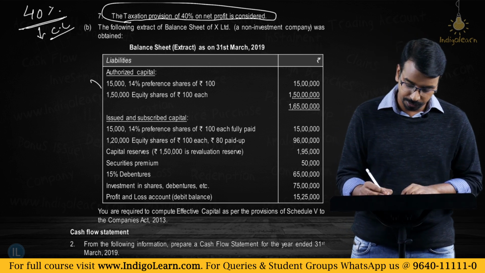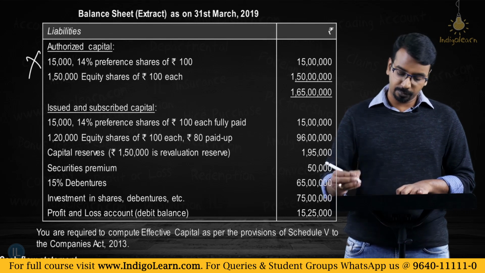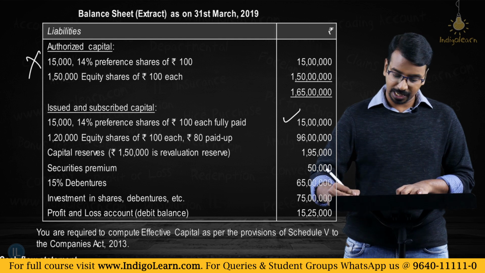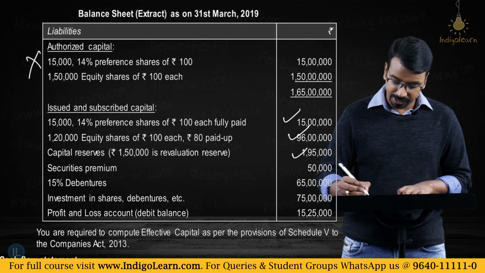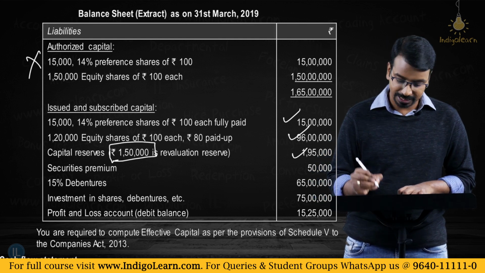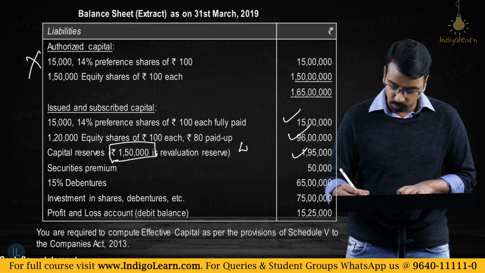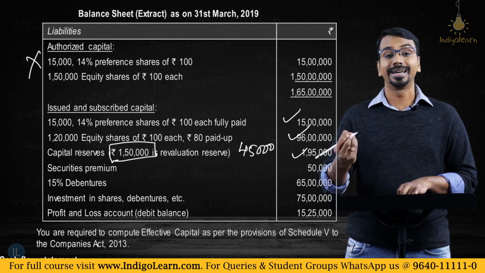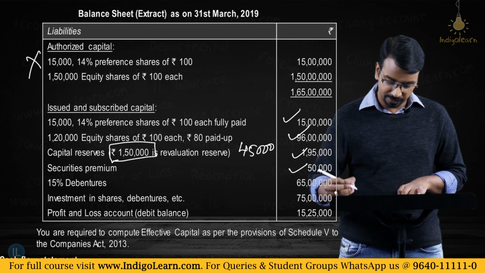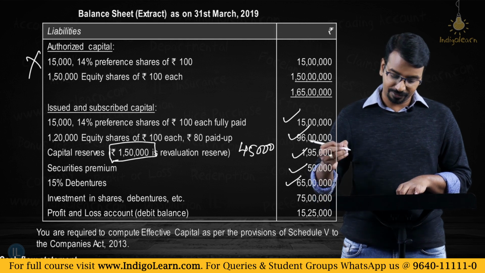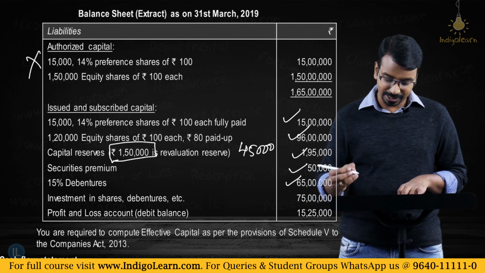What do we need to do? We don't need this authorized information. We need the information of what is the capital. So we'll add preference capital, equity capital, capital reserves, but excluding this revaluation reserve. So out of 195, only 45,000 is what is relevant for us. Then securities premium will definitely add, debentures will definitely add, investment in shares and debentures.